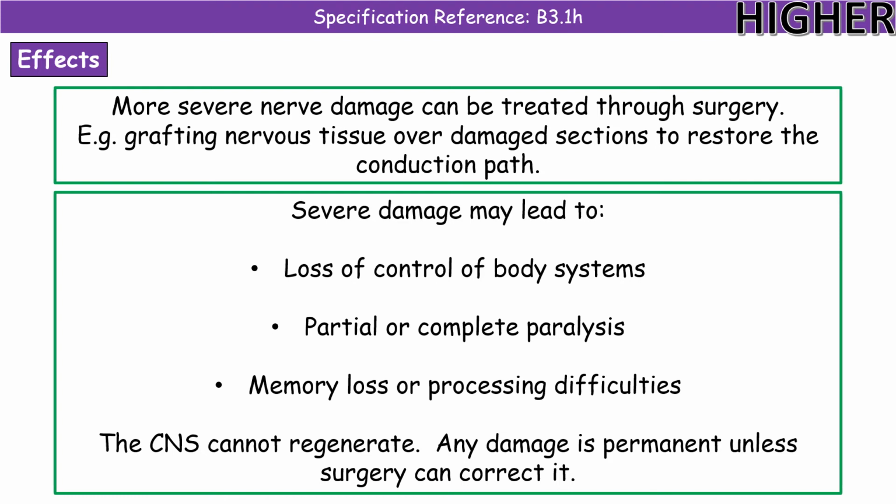Now, the key problem that we find is our central nervous system cannot regenerate. So any damage to our central nervous system is going to be permanent unless there is a surgical option to correct it.